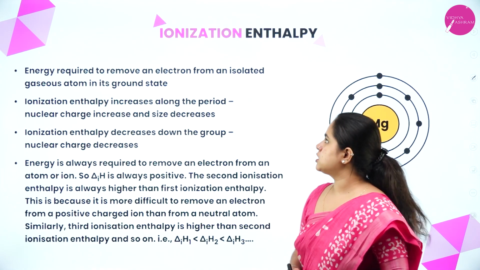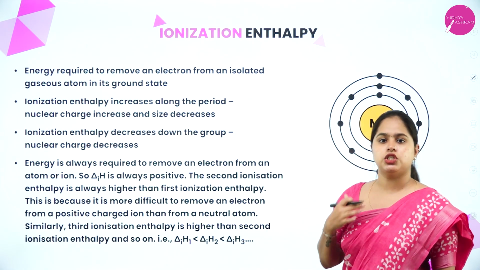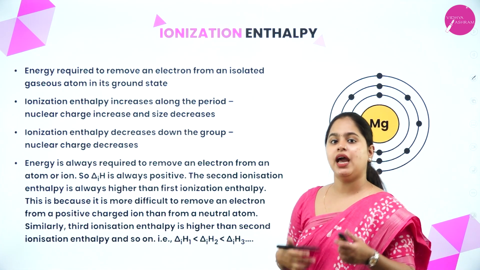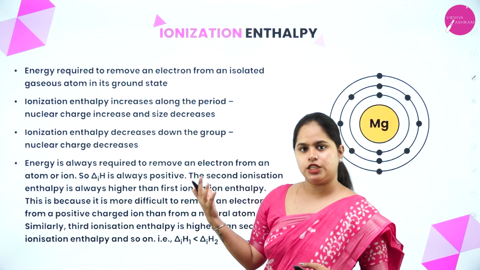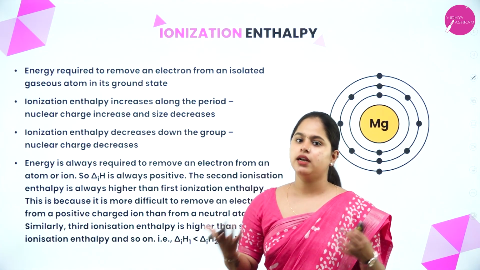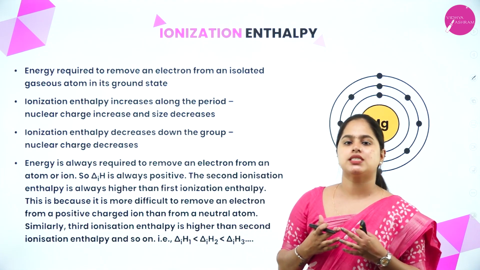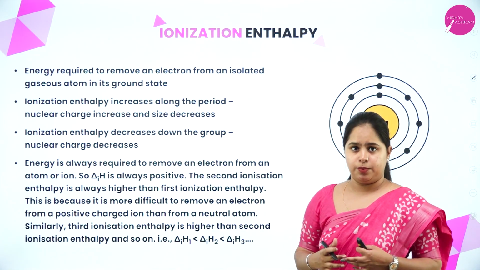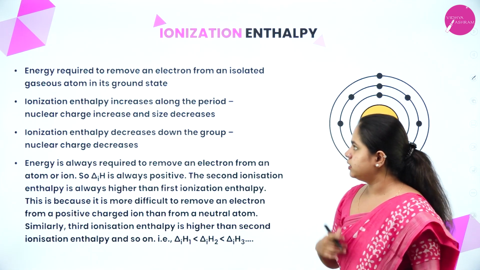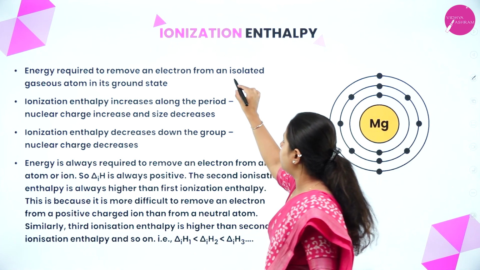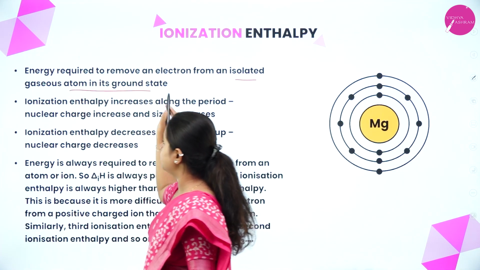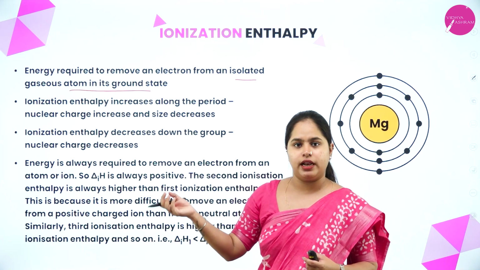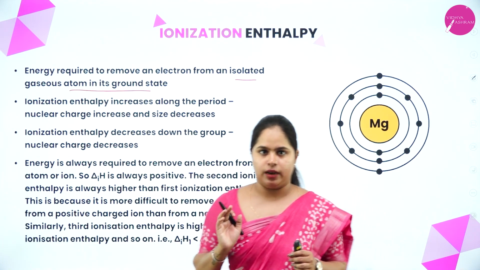Now, moving on to the next part, that is ionization enthalpy. We are going to study what ionization enthalpy is and the trends in ionization enthalpy along the period and down the group, same as we studied atomic radii. Clear? Now, what is ionization enthalpy? It is the energy required to remove an electron from an isolated gaseous atom in its ground state. So, it is the energy required to remove an electron from its outermost shell.